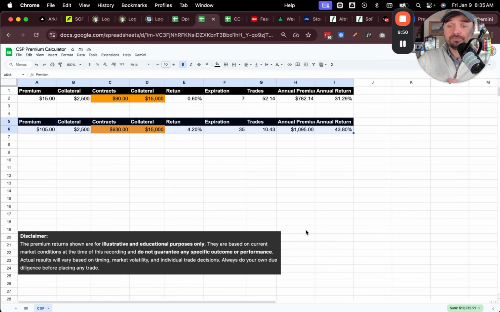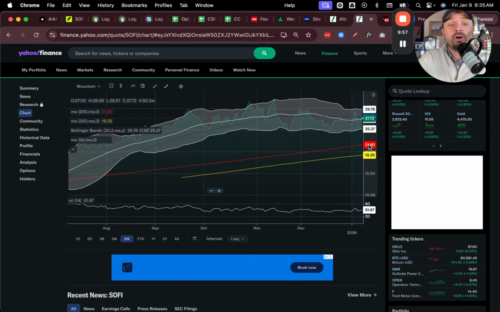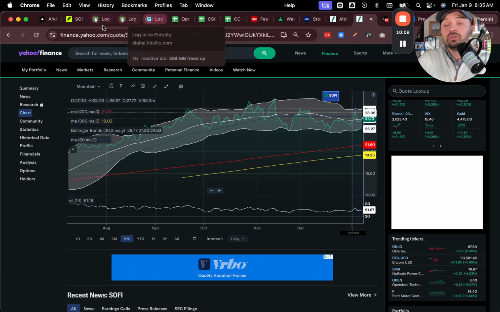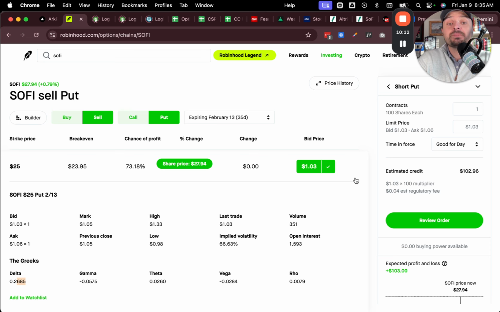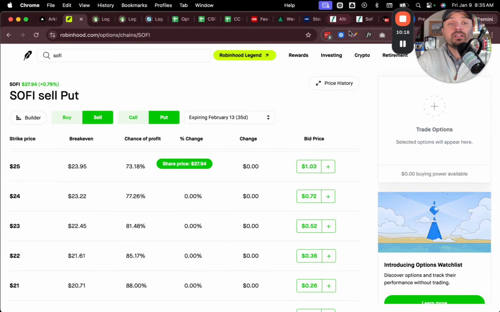Partly because number one, the indicators tell me so. My stock is still above my 200-day moving average, but I'm below my bottom Bollinger Band, and I am below my 50-day moving average. So it would be a trade that I wouldn't be upset about if I got assigned, especially since I'm bullish and long term on SoFi. Now, with that said, let's take a look at another setup.